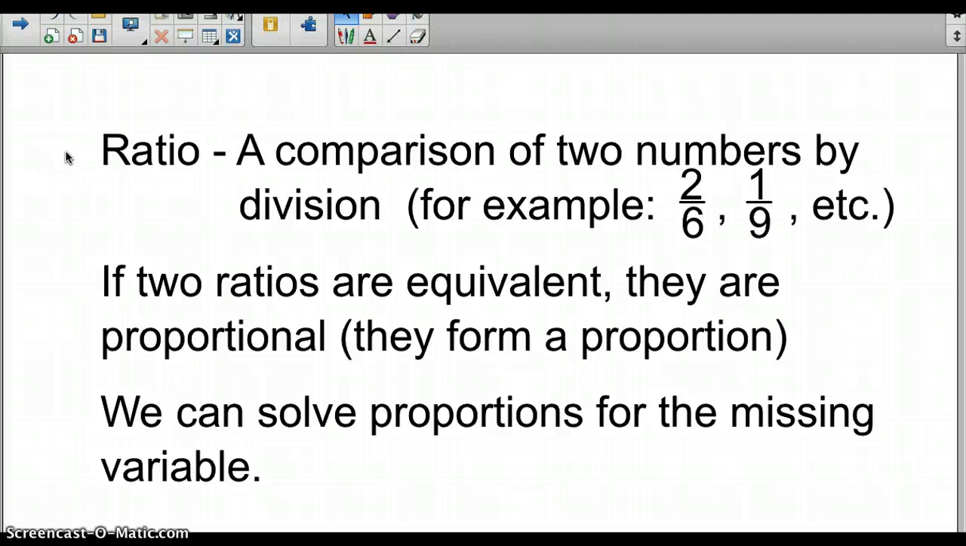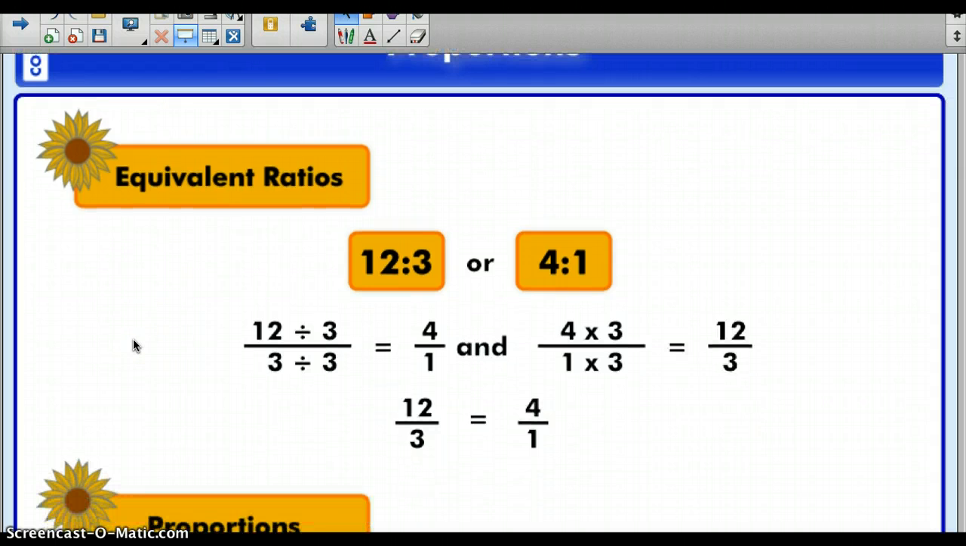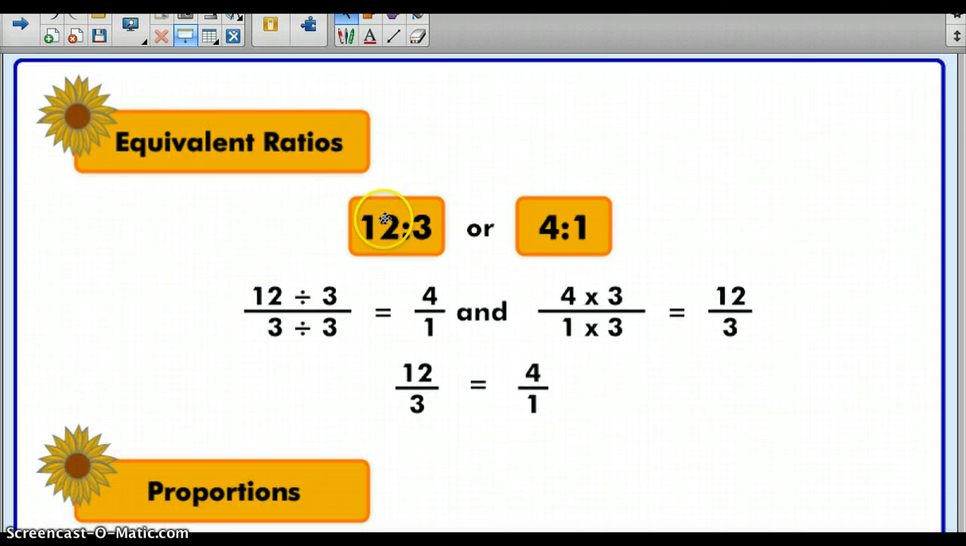We can solve proportions for the missing variable. So if we have a proportion set up, let's look at the ratios first. In this case, they can be written like this. We have two ratios, 12:3 and 4:1. We're trying to see if they're equivalent. So now we can put them in fraction form: 12 divided by 3 can look like this, and 4 divided by 1 can look like this. Now we're saying that they are equal to each other.